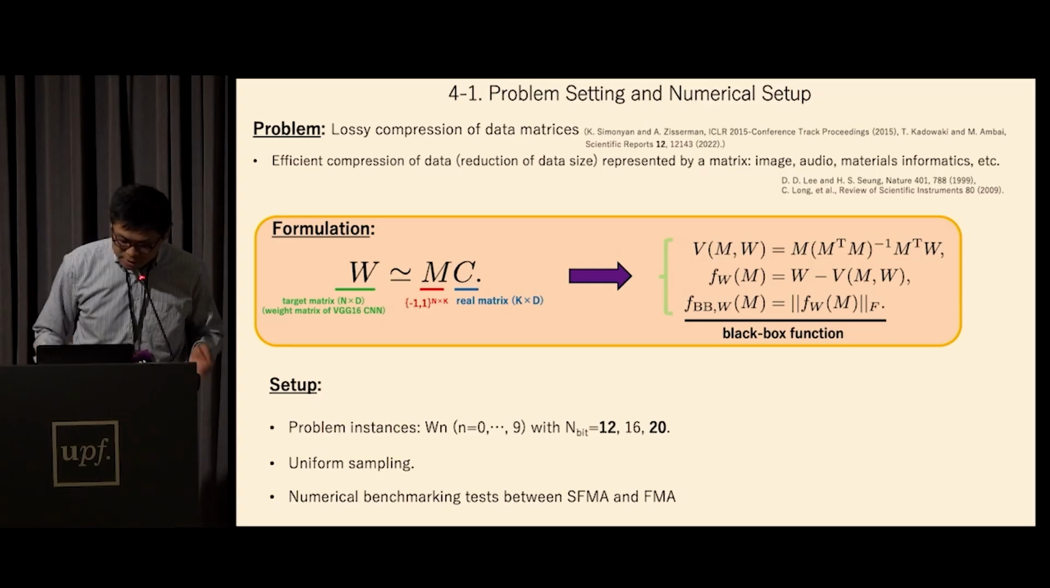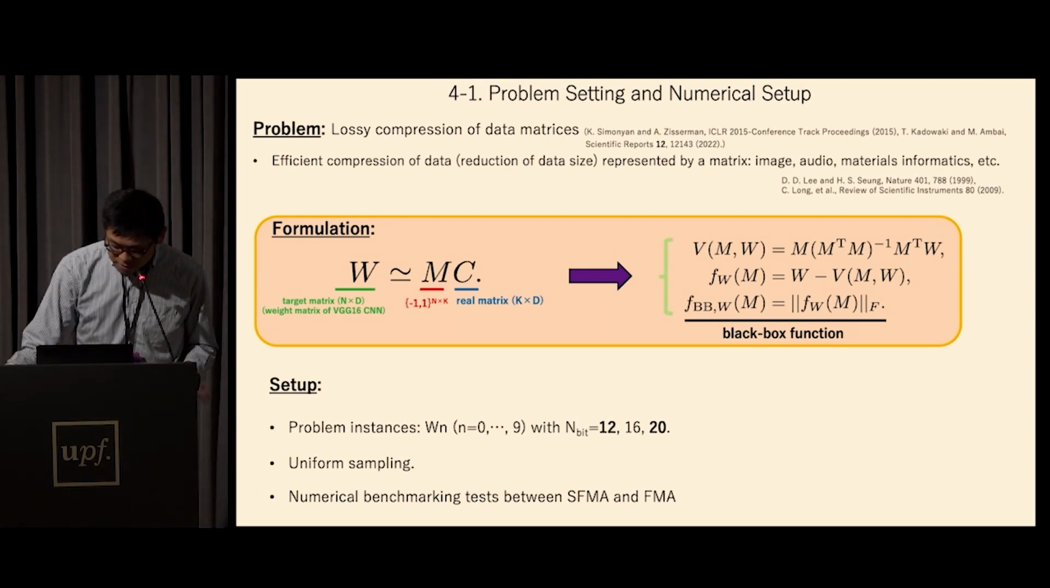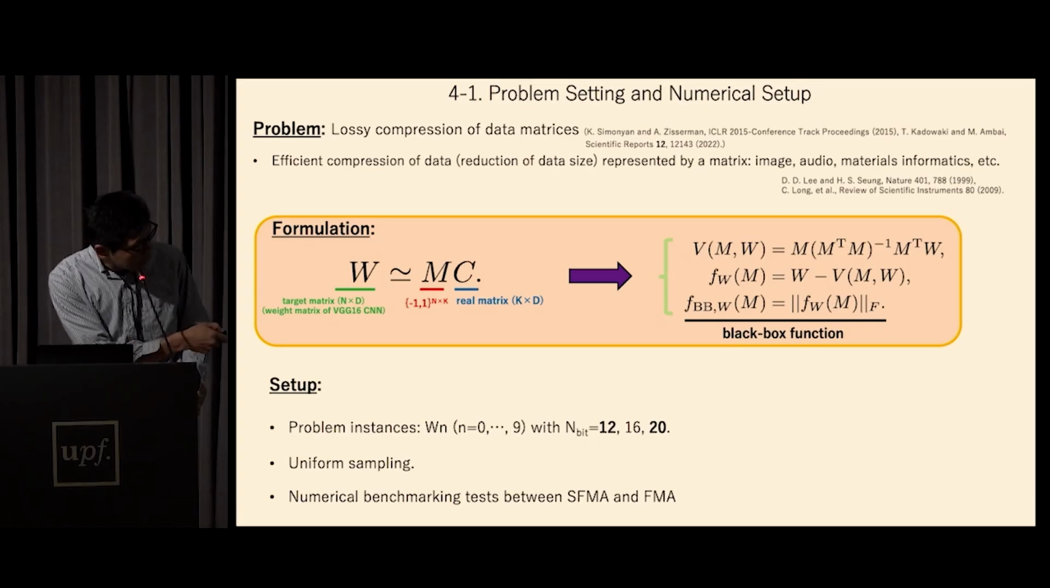Okay. And lastly, the setup. So in our experiments, we are going to introduce 10 W matrices, so 10 problem instances for each spin number: 12, 16, and 20. And in this talk, I will present the results for the 12 and 20 spin cases. And for creating the subdataset, we use uniform sampling. And according to these setups, we are going to perform the numerical experiments as benchmarking tests between our algorithm SFMA and the conventional method FMA.